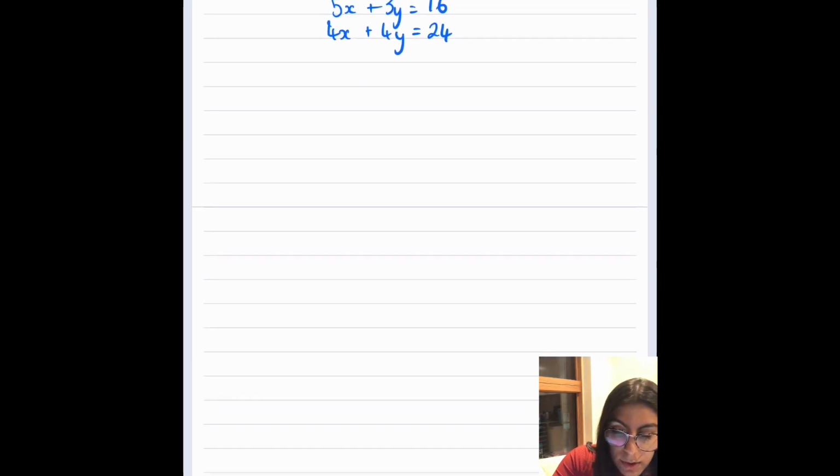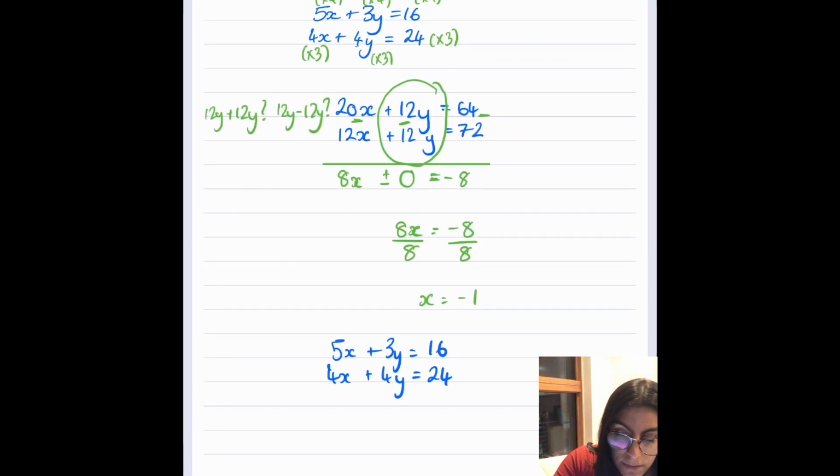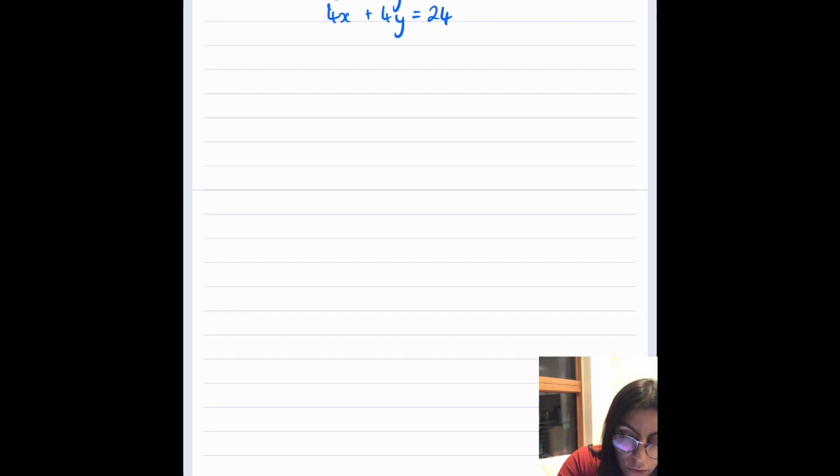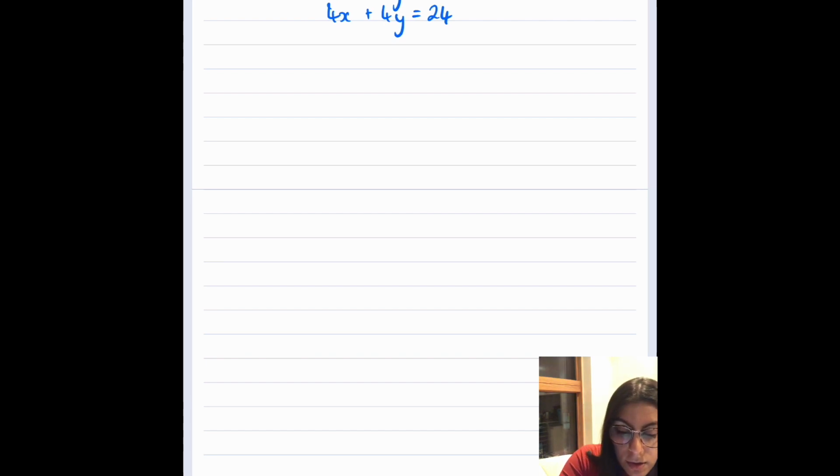So in this one we made our y values the same. So we ended up with 12y's. This time around we need to match up our x values, so therefore we're going to be looking for a lowest common multiple of 5 and 4, which in this case is going to be 20. So this one I must be timesing by 4, and the bottom one I will be timesing by 5.